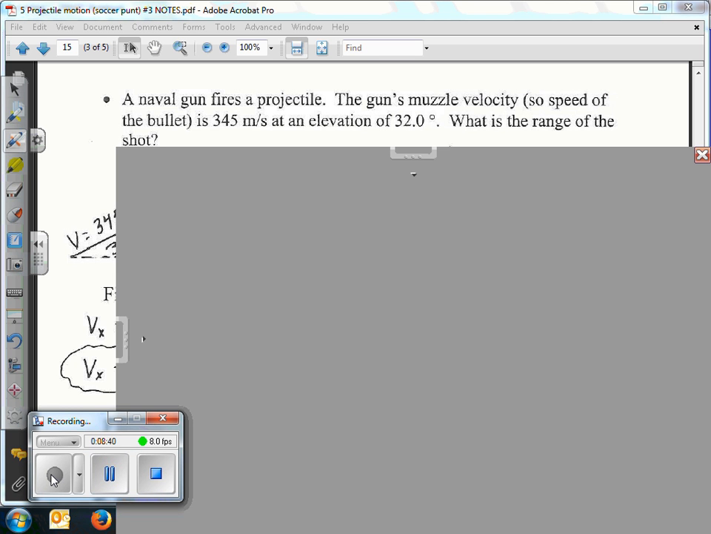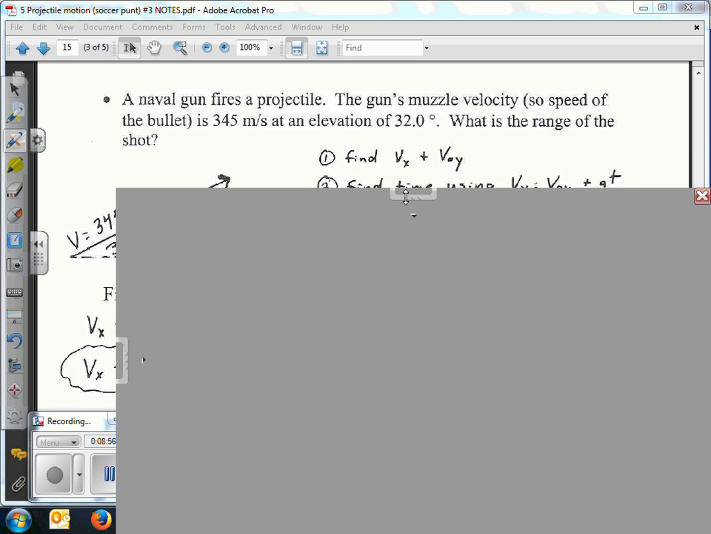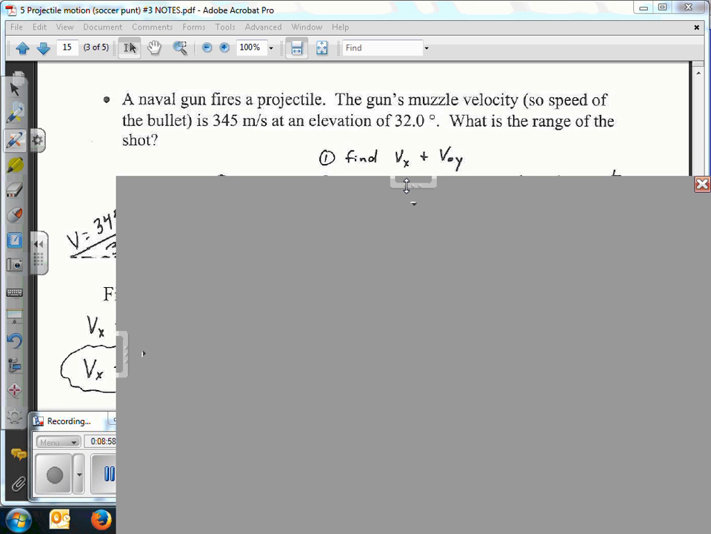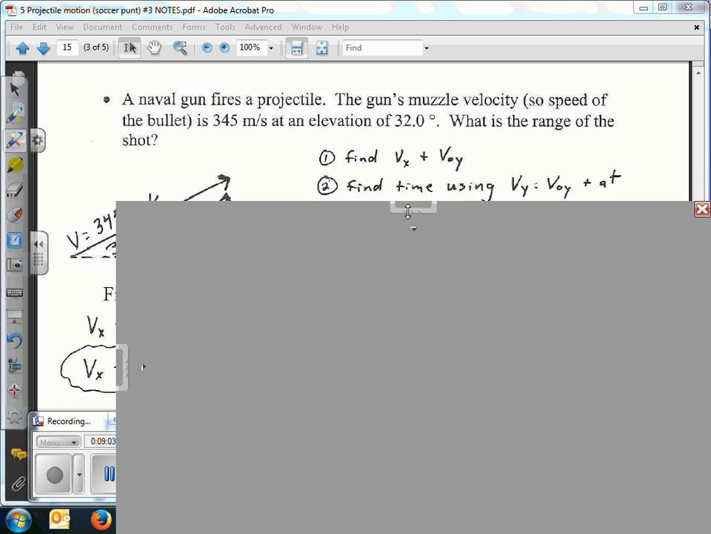It says a naval gun fires a projectile. The gun's muzzle velocity is 345 meters per second, and it's at an elevation of 32 degrees. What is the range of the shot? Okay, let's see. Oh, look. First thing is the same as before. Find the x and y, so split that vector into its components. The second thing, find time using the y velocity.